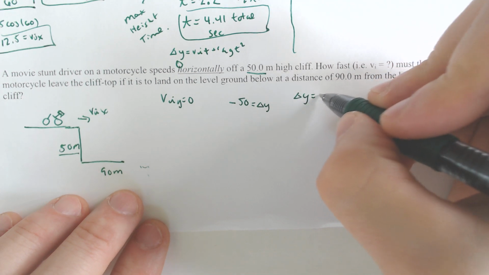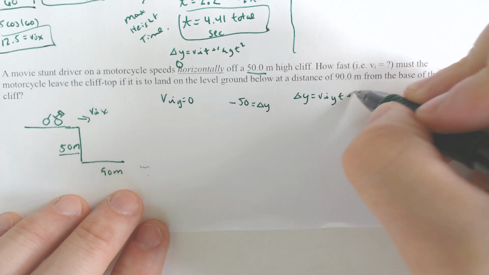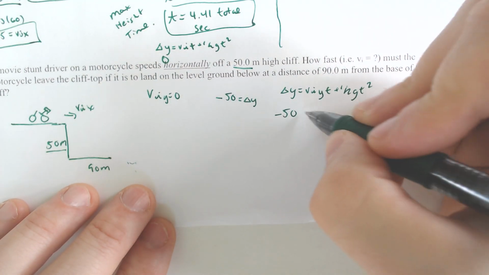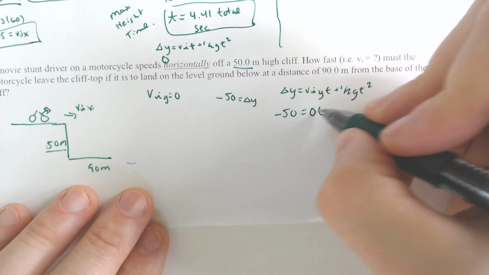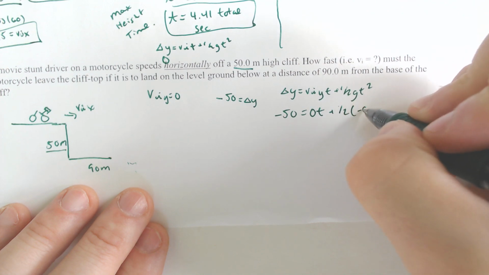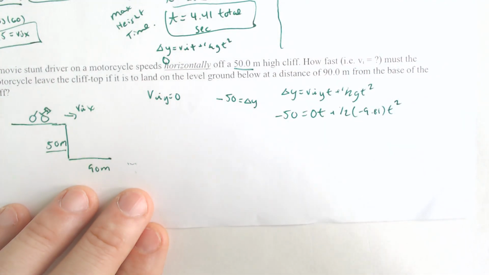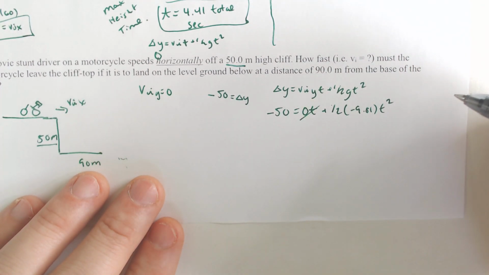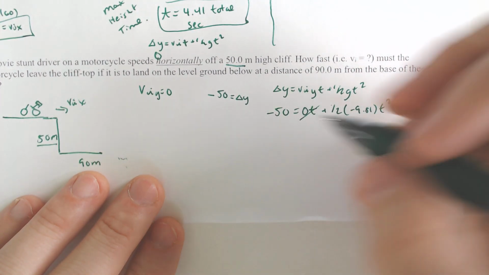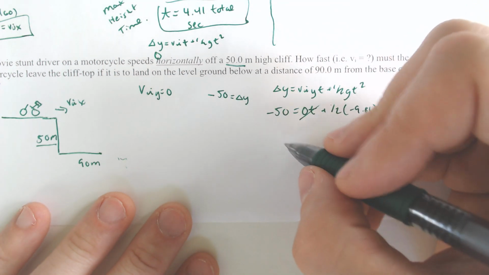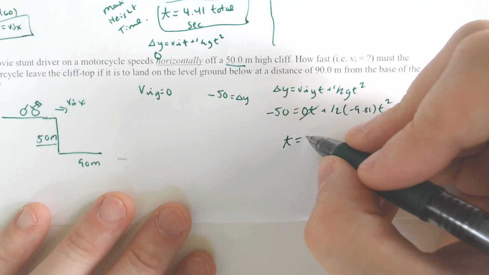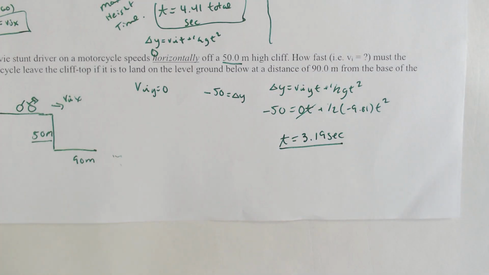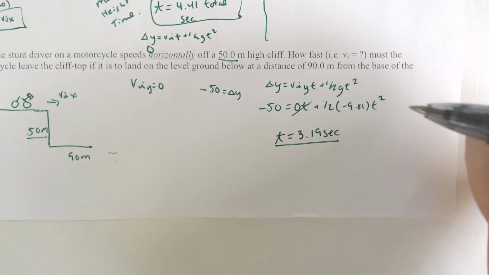So delta y will equal our initial for y times time plus 1/2 gt squared. So we have negative 50 is equal to an initial for y, which is 0 times time, plus 1/2 negative 9.81 t squared. We have to solve for time. If we solve for time here, 0 goes away. We divide by the 4.905. We square root. You end up with a time of 3.19 seconds. I'm assuming that math, just going through that quickly, is not a big deal. If I'm wrong, I'm sorry.